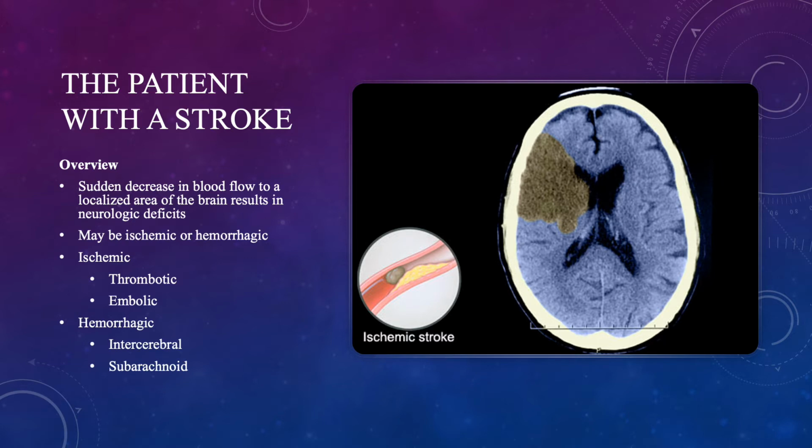So remember that a stroke is a sudden decrease in blood flow to a local area of the brain that results in neurological deficits. There are two kinds of stroke. Basically, it's either ischemic or hemorrhagic. Ischemic, not enough blood flow. It can be a clot that travels through the body to the brain, or it could be a clot that happens in the brain. Or it could be hemorrhagic, a bleed.